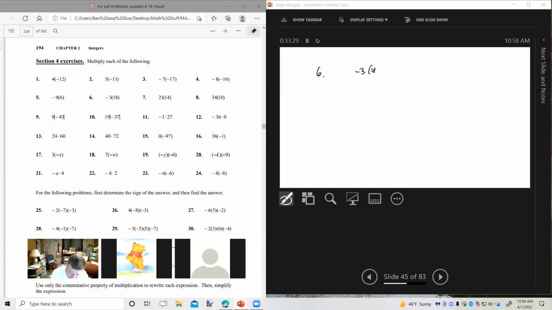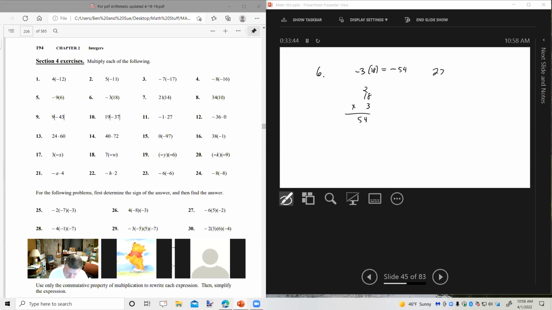Negative 3 times 18. Negative times positive is negative. The signs are different, so the result is negative. 18 times 3, 24, carry the 2. So we get negative 54.